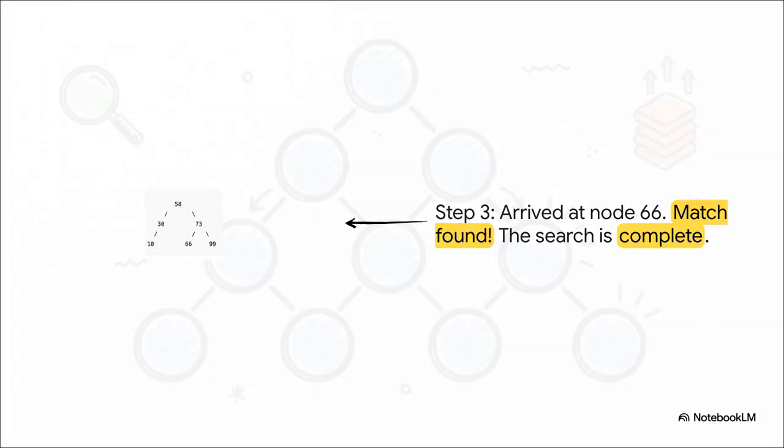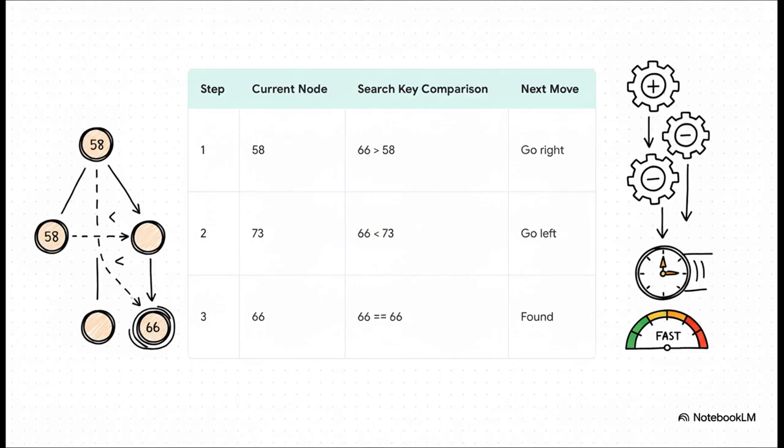And boom, step 3, we land right on 66. We found it. Match. Look at that. In just 3 little hops, we navigated through all this data and found exactly what we were looking for. So this table just shows you the path we took. See? Just a few simple comparisons, but each one took us on a direct path, allowing us to completely throw away massive parts of the tree we didn't need.